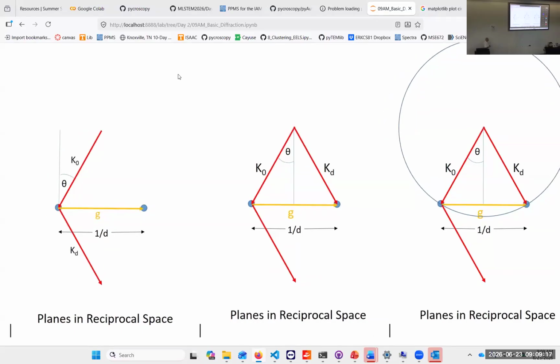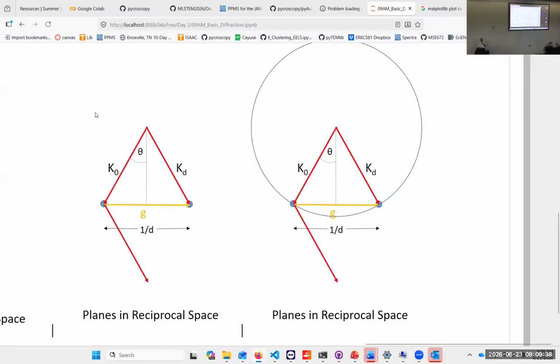And that means that if there is a G vector, then you can just make this triangle. The Bragg angle is defined as half of the angle between the incoming and the diffracted wave vector. And so we have our Ewald sphere.